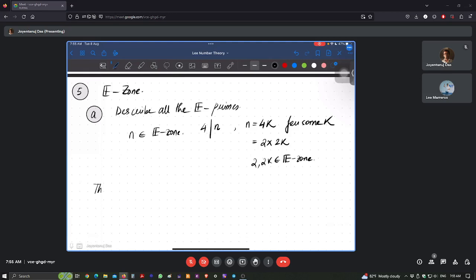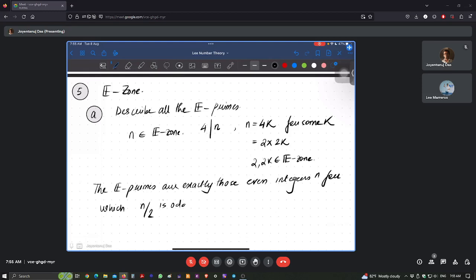So the E primes are exactly those even integers n for which n divided by 2 is odd. So if you divide by 2, it is an odd number. So it is only divisible by 2 but not divisible by 4.